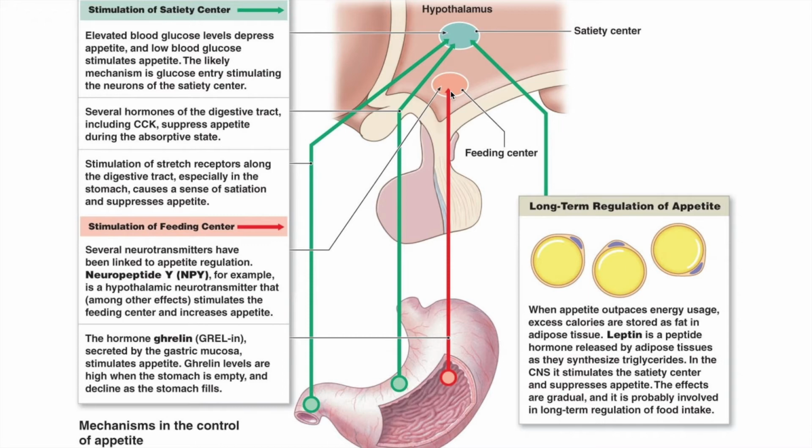The feeding center is stimulated by several neurotransmitters and also the hormone ghrelin. So if you could figure out a way to stop ghrelin production, you could maybe help people lose weight, but so far we haven't figured it out. The satiety center is stimulated by elevated blood glucose levels, also hormones from the digestive tract, and stretch receptors along the digestive tract.